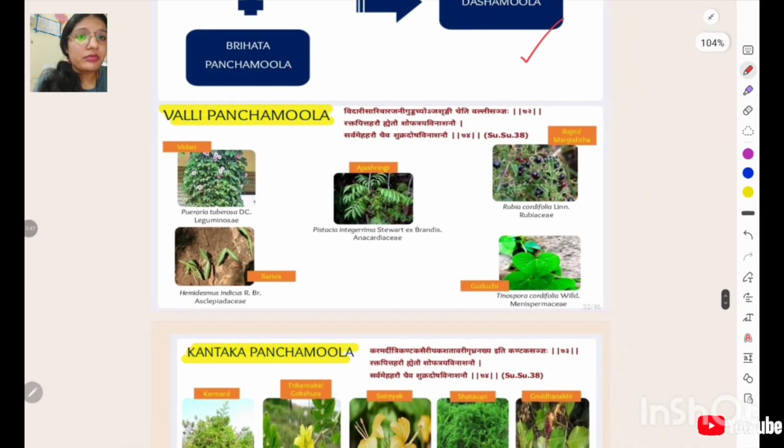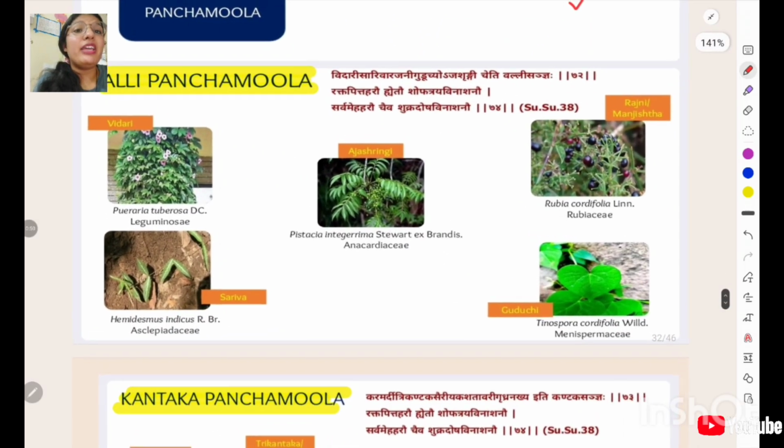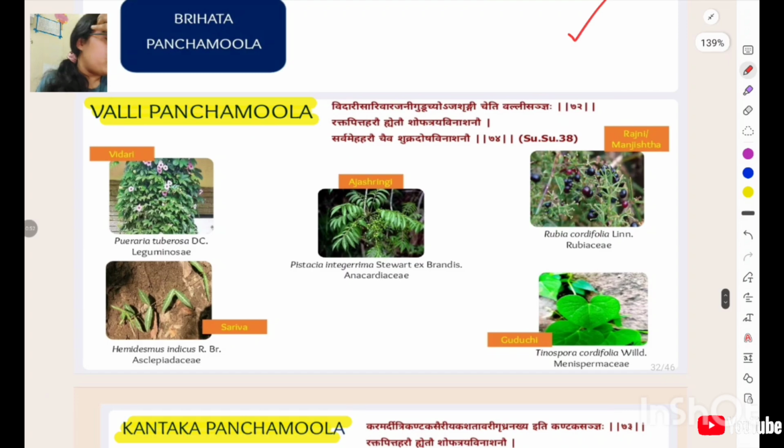Valli Panchamula is the one having valli or climbers. First is Vidari, Shatavari, Ajashringi, then Guduchi, and your Rajani or Manjishta. So Rajani and Manjishta, these are your Valli Panchamula, and its indication is that it is very good for Raktapittahara, and it is a destroyer of Shonita and Vishas.